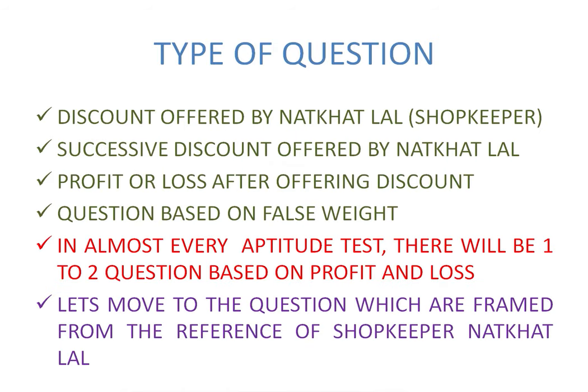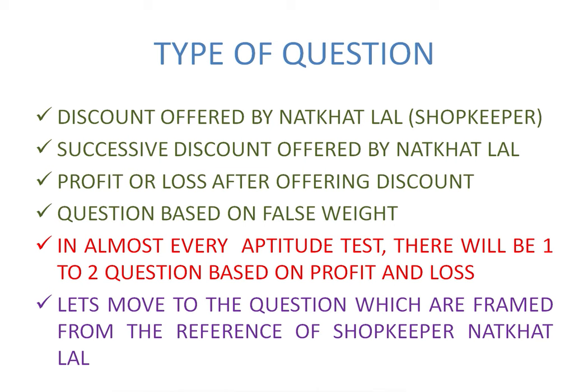So what are the types of questions asked based on profit and loss? Questions will be based on the discount offered by Natkat Lal. Natkat Lal is the name of our shopkeeper. Sometimes he will offer a successive discount. Whenever we go to the mall or to a nearby shop during the festive season or special sales season, we will see discounts of 20 plus 30, 10 plus 10. That discount is called a successive discount.